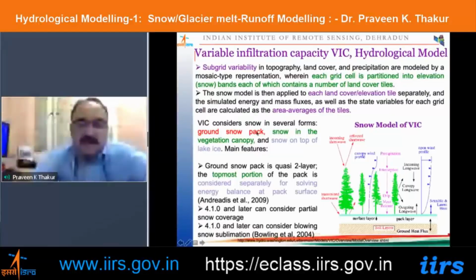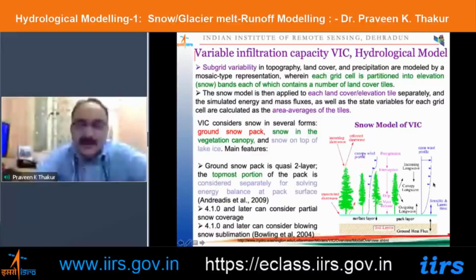It considers the snow in three forms: the ground snowpack, the snow in the vegetation canopy, and the snow at the top of lake ice. So it will have various components, like how melting takes place in the forested canopy, and how melting takes place in the open area.